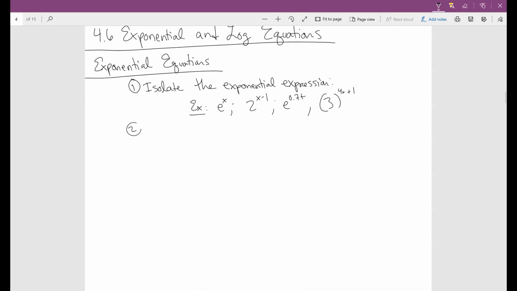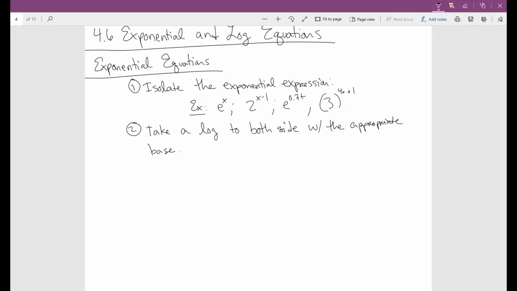Okay. The next thing that you want to be able to do is take a log to both sides. And what you want to do is not just take any log, but a log with the appropriate base.